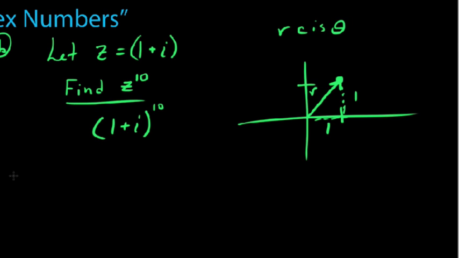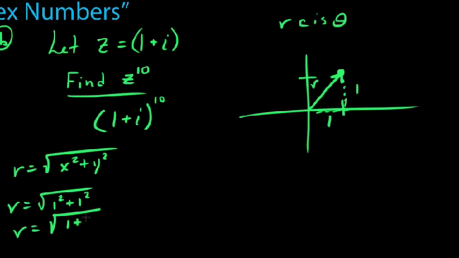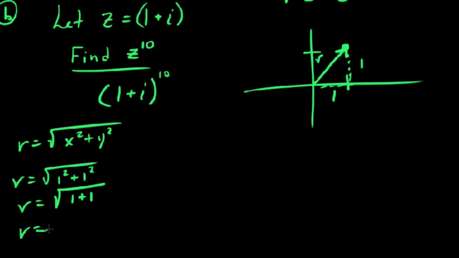We can find r. Recall that r would have to be the square root of x squared plus y squared. This is one thing that you need to memorize when converting from standard to trig form. So we say r in this case would be the square root of 1 squared plus 1 squared, which is 1 plus 1 on the inside of this radicand, which is the square root of 2. And we're perfectly okay with leaving it as an exact value, radical 2, instead of like 1.414 or whatever.